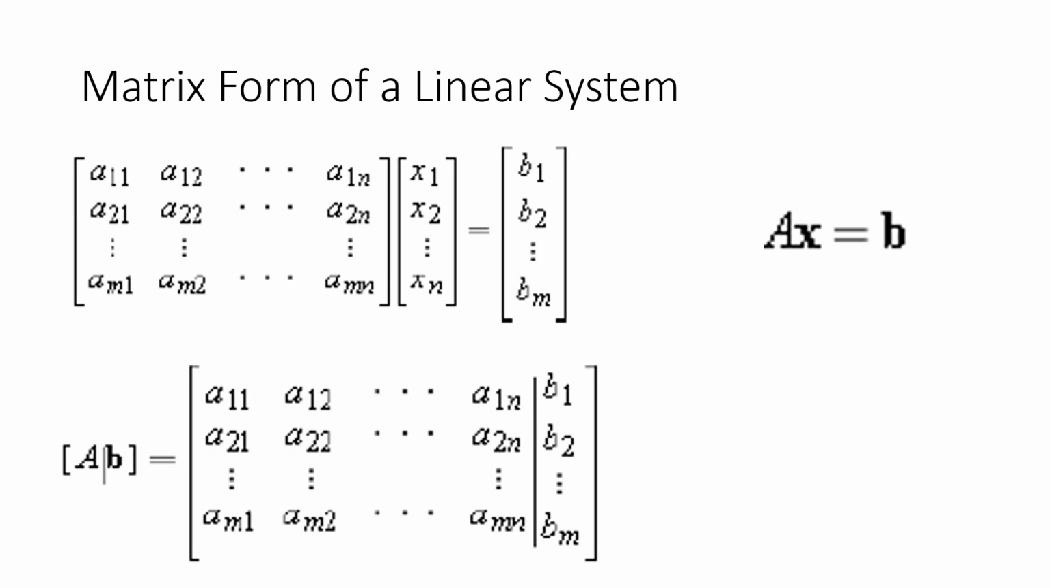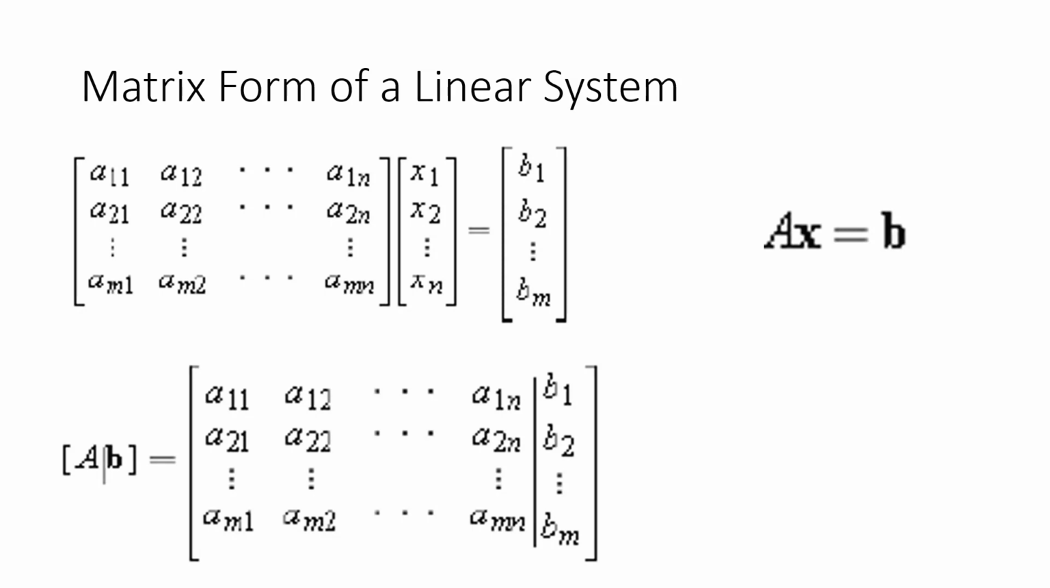Now, take note that the vertical bar in the matrix is a convenient way to separate matrix A from B visually. It has no mathematical significance.